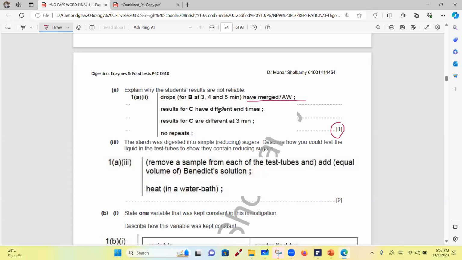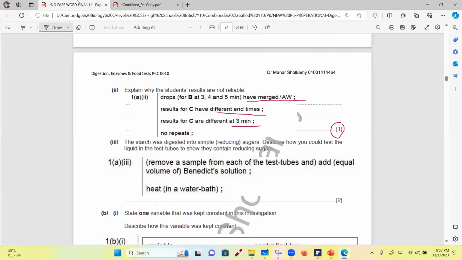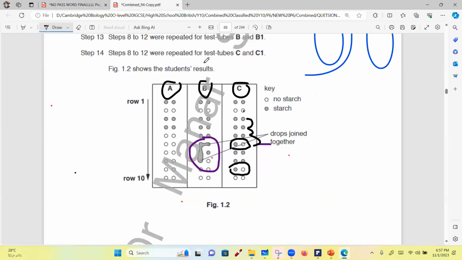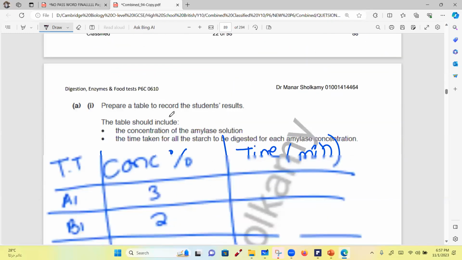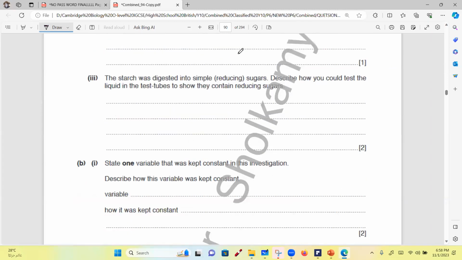Results for C have different end times. Results for C are different at 3 minutes here. Okay, this is 1, 1, 2, 3. So they are different. No repeats. So can you answer a question like that? Any questions before we move on?